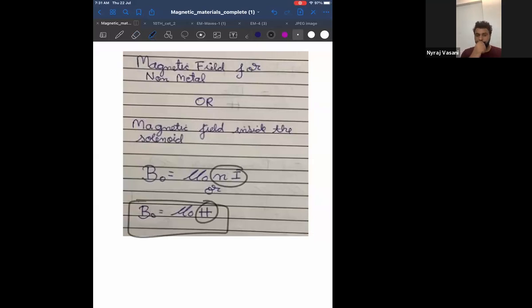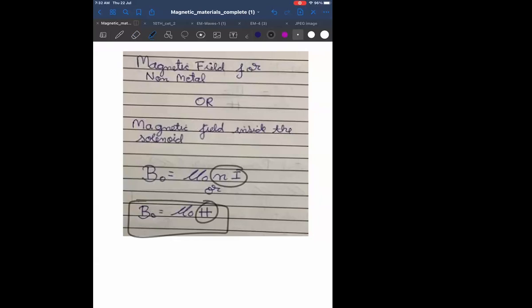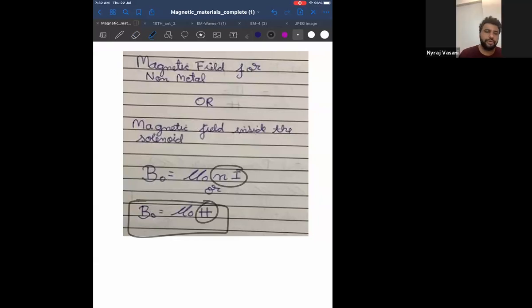What is the general formula for magnetic field? Flux upon area, phi by A. The general formula for magnetic field is flux upon area. Correct? But this is a specific formula for magnetic field for a non-metal, or inside the solenoid. Why inside the solenoid? Because the inside of a solenoid is made up of a non-metal, not the solenoid itself. Therefore, make a note of this formula. This is your next formula for today.